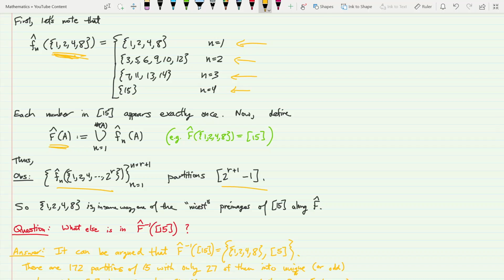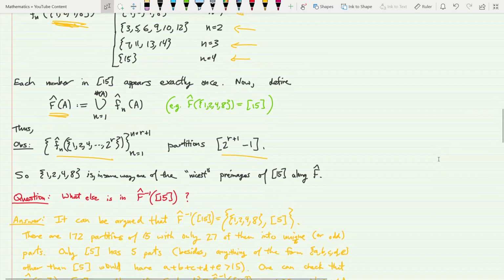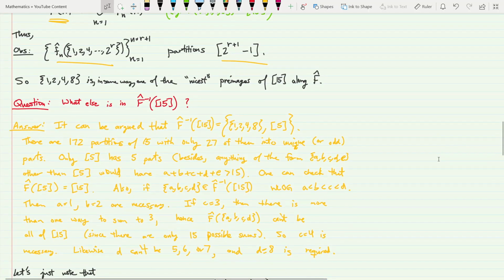So you might have noticed that 15 is a triangular number. So 1, 2, 3, 4, 5 add up to 15. And also, you can check that F hat of {5} is {15}. And that is actually important to check. Once you check it, it's obvious, but it's worth checking once. So why? That's the interesting question. Why is it only these two things?